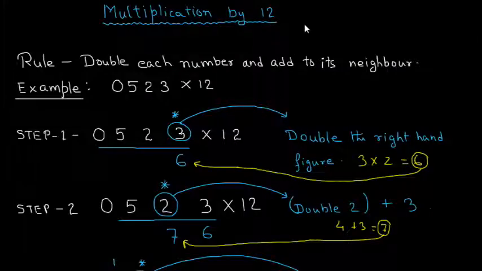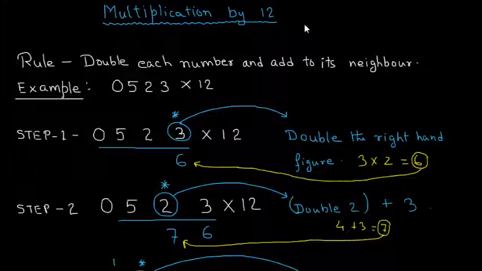Now let us learn the multiplication by 12. The rule is very easy: double each number and add its neighbor. Neighbor means its right hand side neighbor. So there is a number 523 multiplied by 12.